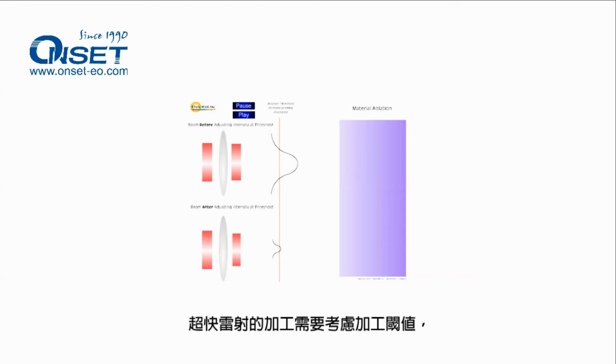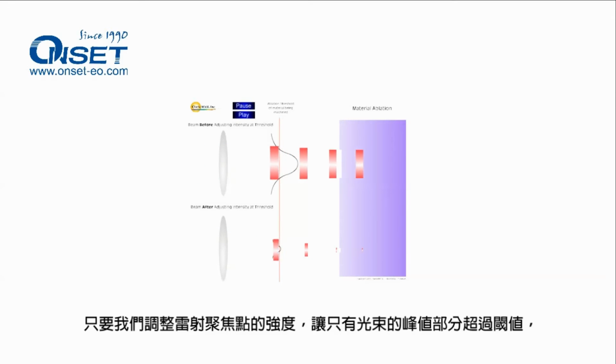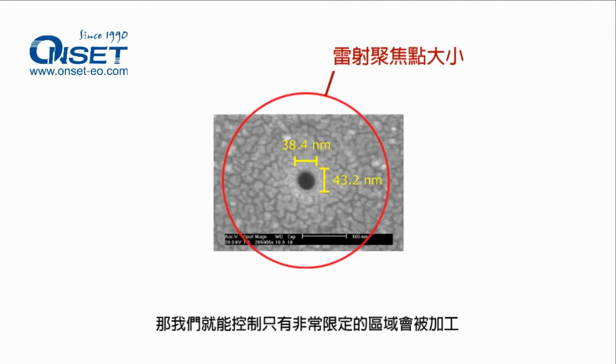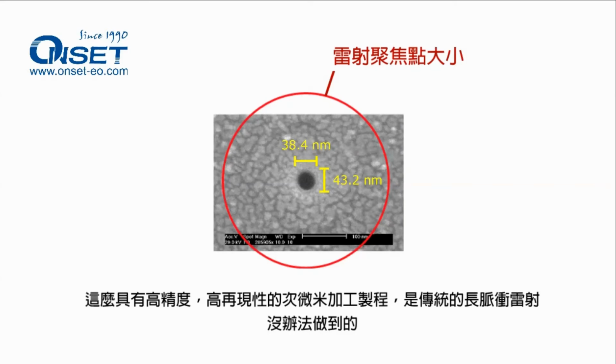Machining with ultra-fast laser pulses is a threshold process. Adjust the intensity of the laser spot on the surface of the material so that just the peak of the beam is above threshold. Then we will remove material only in that very limited area. That area can be as little as 1/10 the size of the spot itself. It is not possible to get comparable, highly repeatable submicron machining with long pulse laser systems.